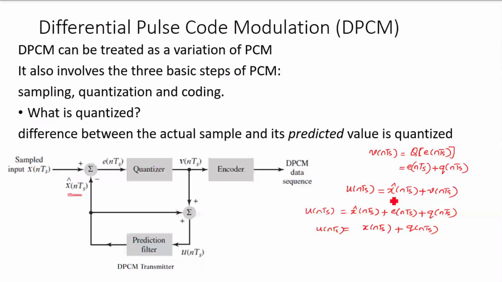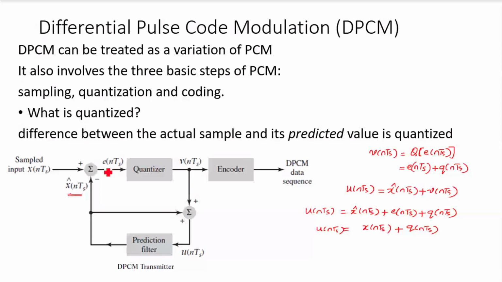Now u of n into Ts, I can say, is x cap of n into Ts plus V of n into Ts, which is nothing but x cap of n into Ts plus e of n into Ts plus q of n into Ts. We know this e of n into Ts is x of n into Ts minus x cap of n into Ts, because there is one more adder which subtracts x cap of n into Ts from x of n into Ts, which results in e of n into Ts.